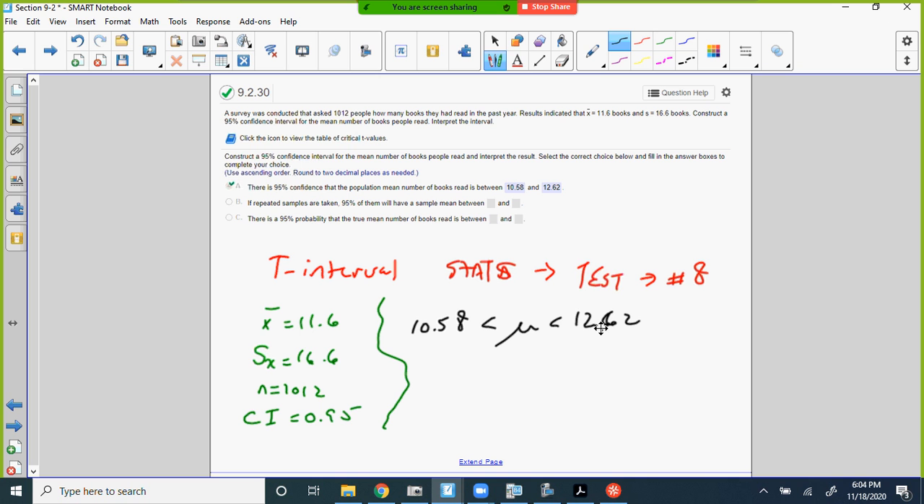All right, select the choice below and fill in the answer boxes. So what does your answer mean? Well, your answer means there's a 95% confidence that the population's mean number of books is somewhere between the lower bound and the upper bound.